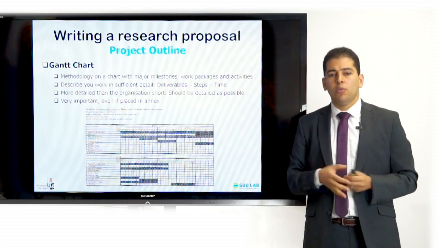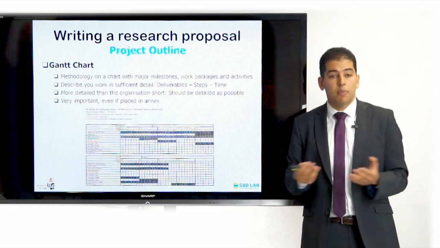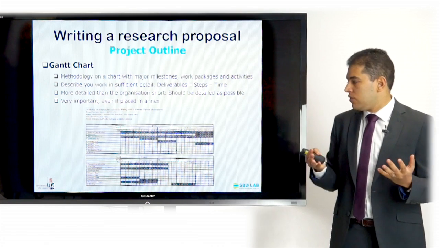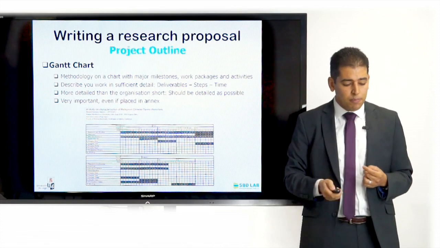Some people would say, I will do a literature review in 2 months. In reality, it might need 3 months. Maybe it will need 8 weeks. You never know. 6 weeks. You never know. So it's very important to have this translation into deliverables, steps, and time.